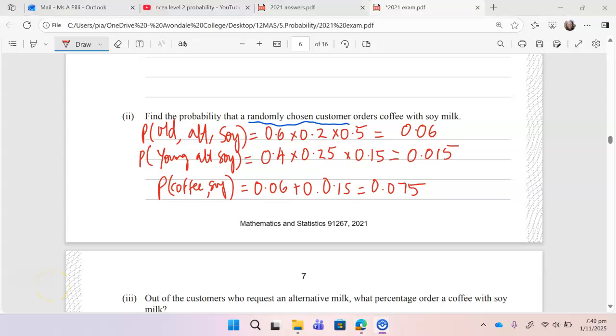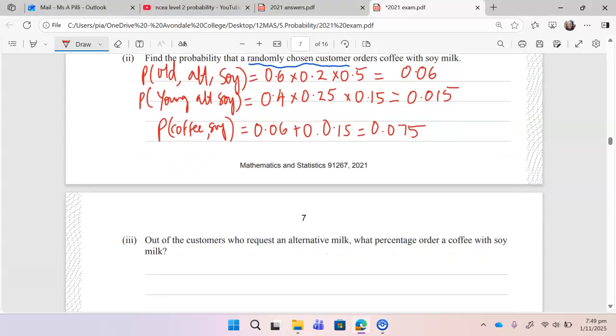Also remember to put your final answers in a sentence. So you could just say the probability a randomly chosen customer orders coffee with soy milk is 0.075.